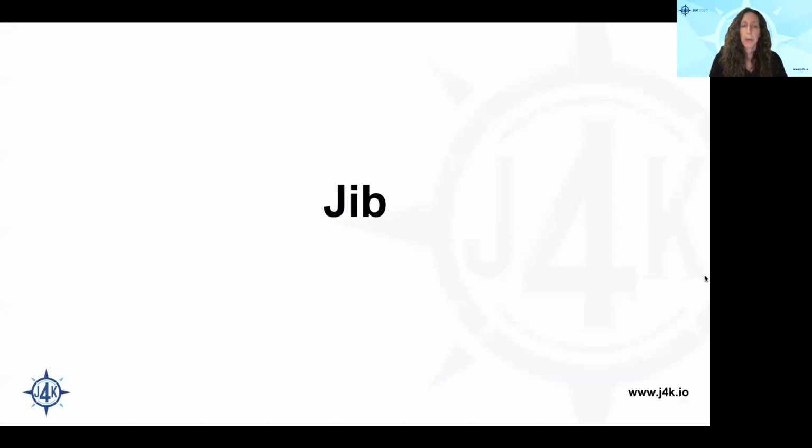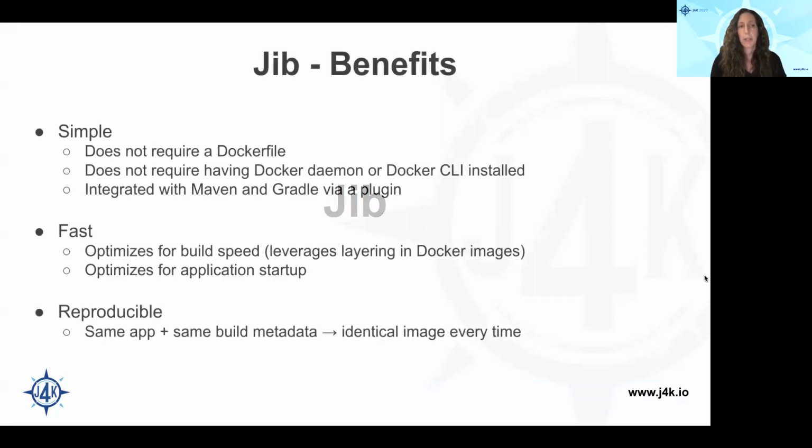So that brings us to Jib. Jib is one of the tools that was created to try to solve some of these challenges with Dockerfile. And Jib is specifically for Java. Jib was introduced in 2018 by Google. And some of its benefits are that it's very simple. It doesn't require a Dockerfile. It doesn't use Dockerfiles, and it doesn't generate them either. It just has a different mechanism.